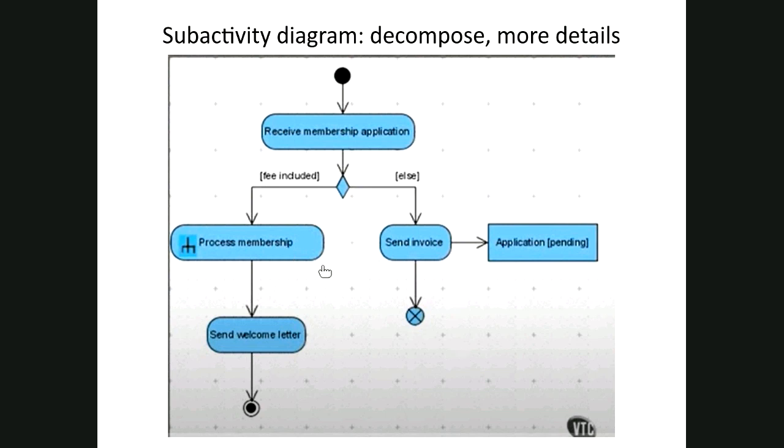Sub activity diagrams. So what are sub activity diagrams? If you see this diagram, this is an activity diagram, right? Now what is in an activity diagram? This is a single process, receive membership application. This is another activity. This is another activity. This is another activity. But suppose you want to express an activity more. You want to show more decompositions inside an activity. You want to show activity inside activity.